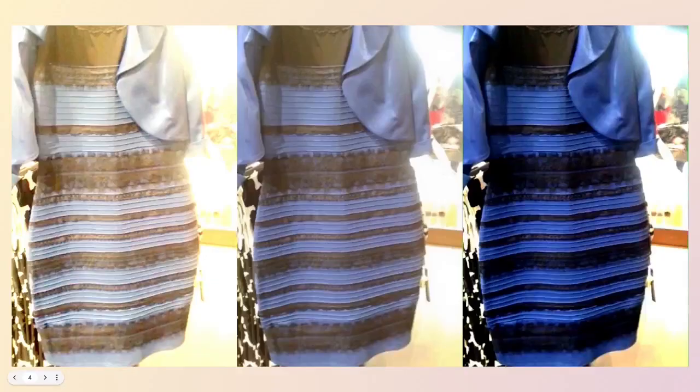So, a common example is this dress that went viral a few years ago. Some people saw it as blue and black, and others saw it as yellow and white. So this kind of difference in perception makes it hard for artists to identify the actual colors used in an artwork.